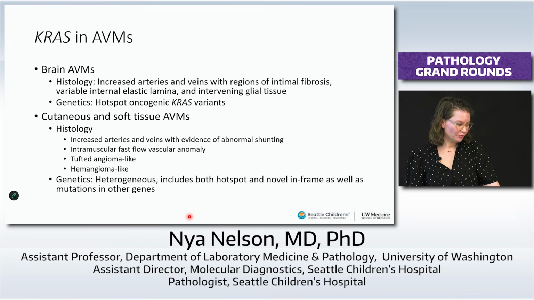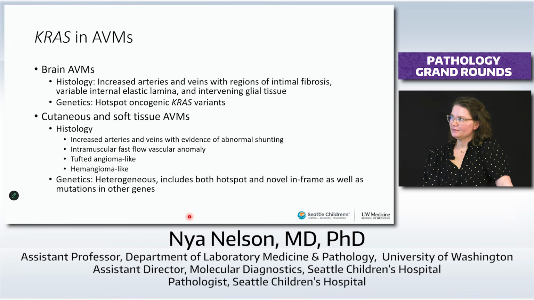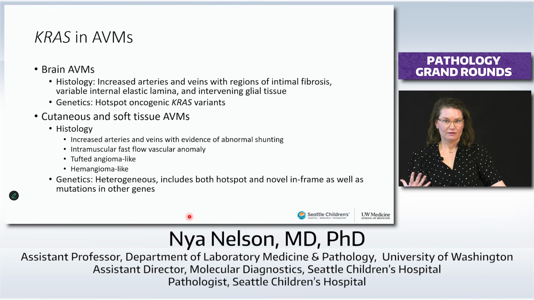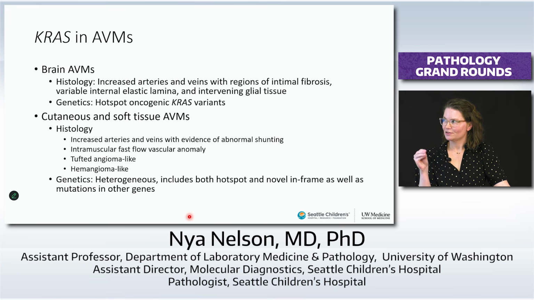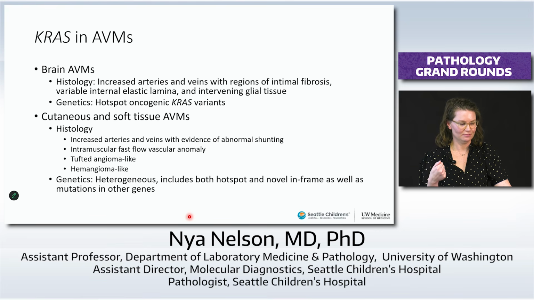So to summarize the role of KRAS within our AVMs, thinking first about the brain AVMs, they have a tendency to be both histologically and genetically homogeneous. The histology is generally characterized by increased arteries and veins with histologic evidence of abnormal shunting. And the genetics most commonly are hotspot oncogenic KRAS variants within those brain AVMs.